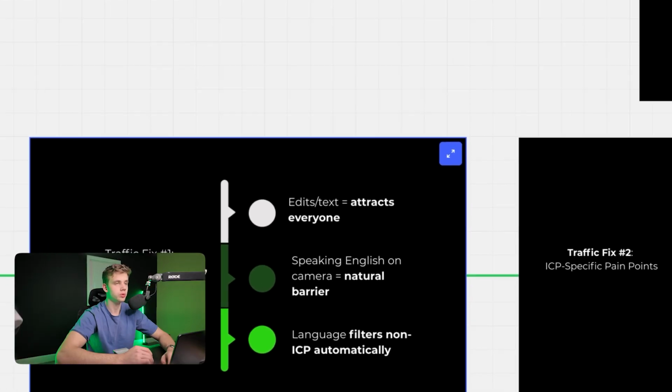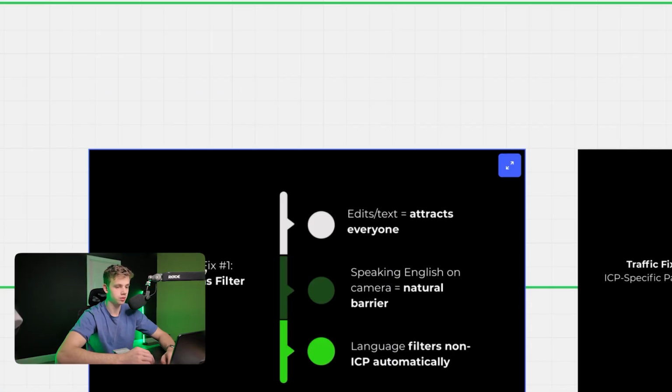Now, the next thing you can do with your traffic, your content, right, to attract a better lead quality is start targeting specific ICP pain points.